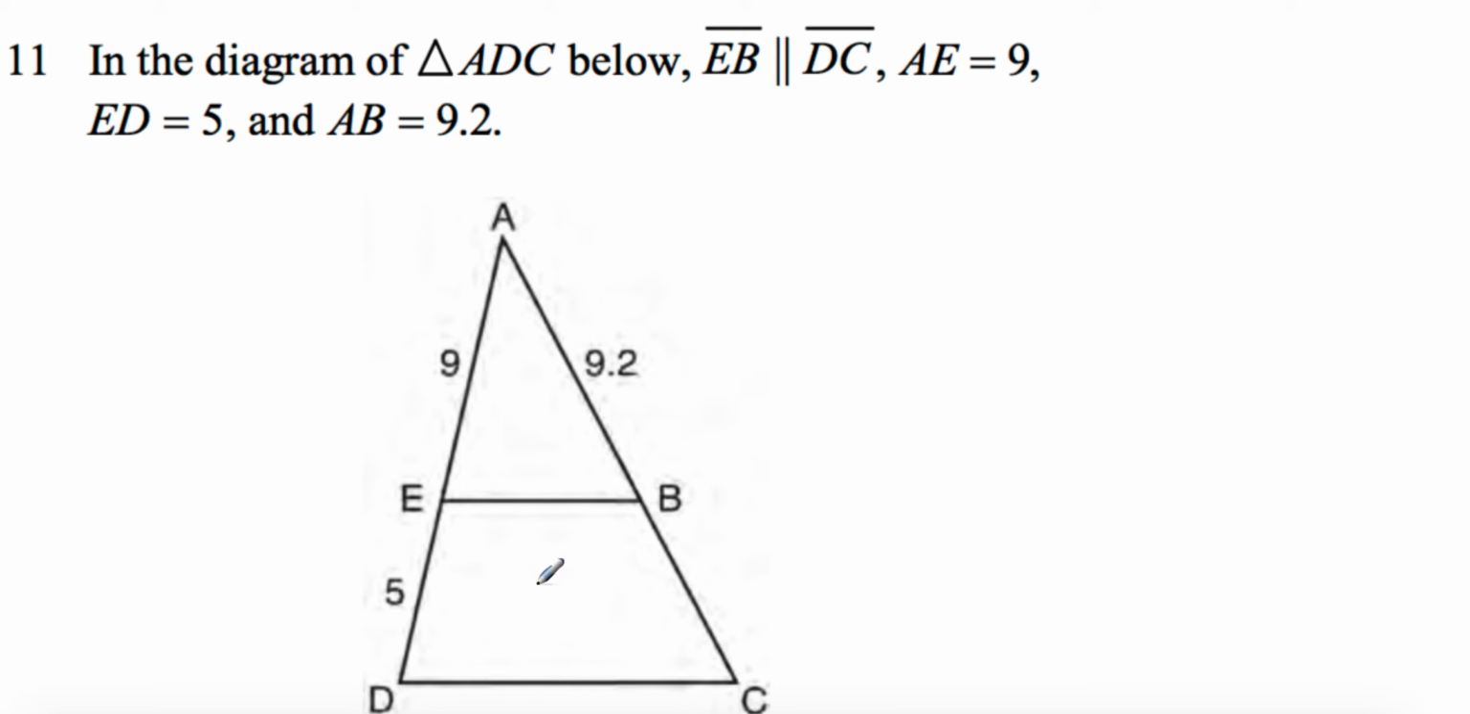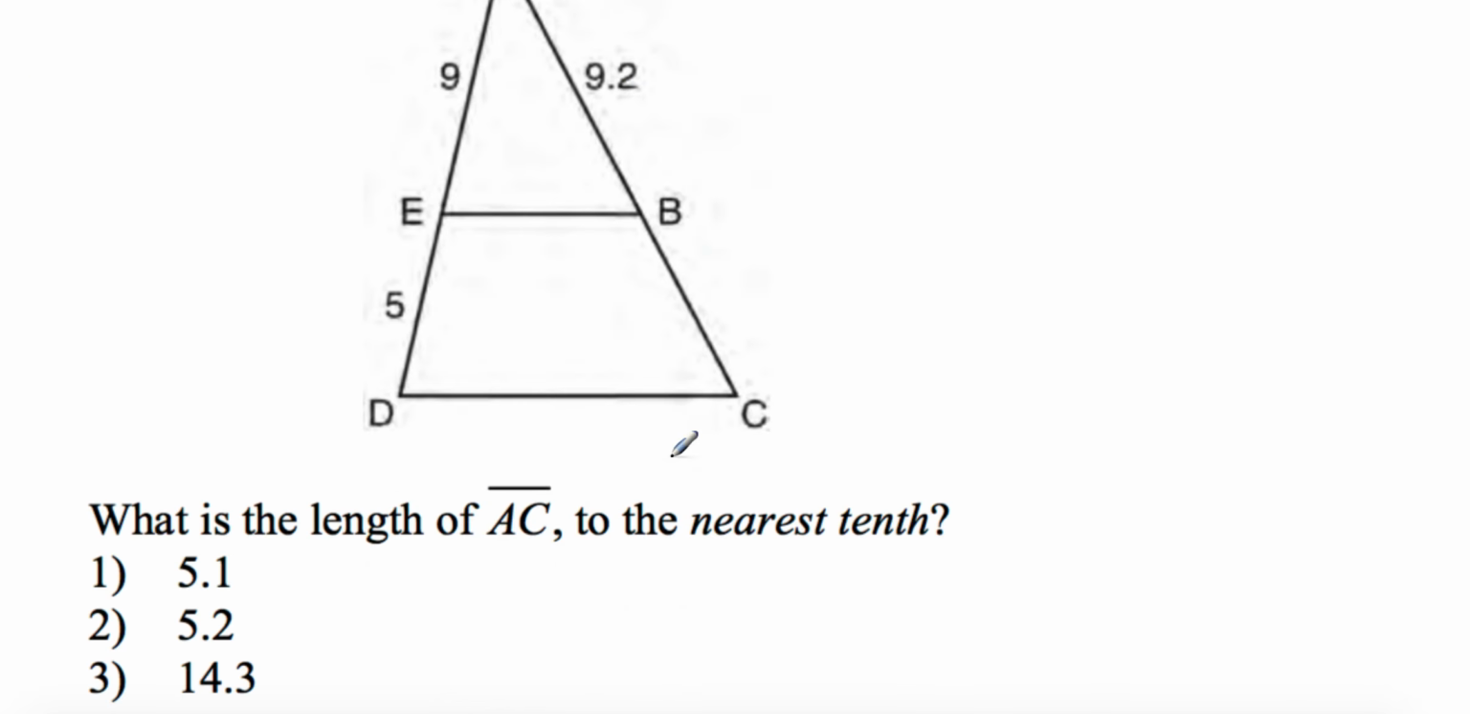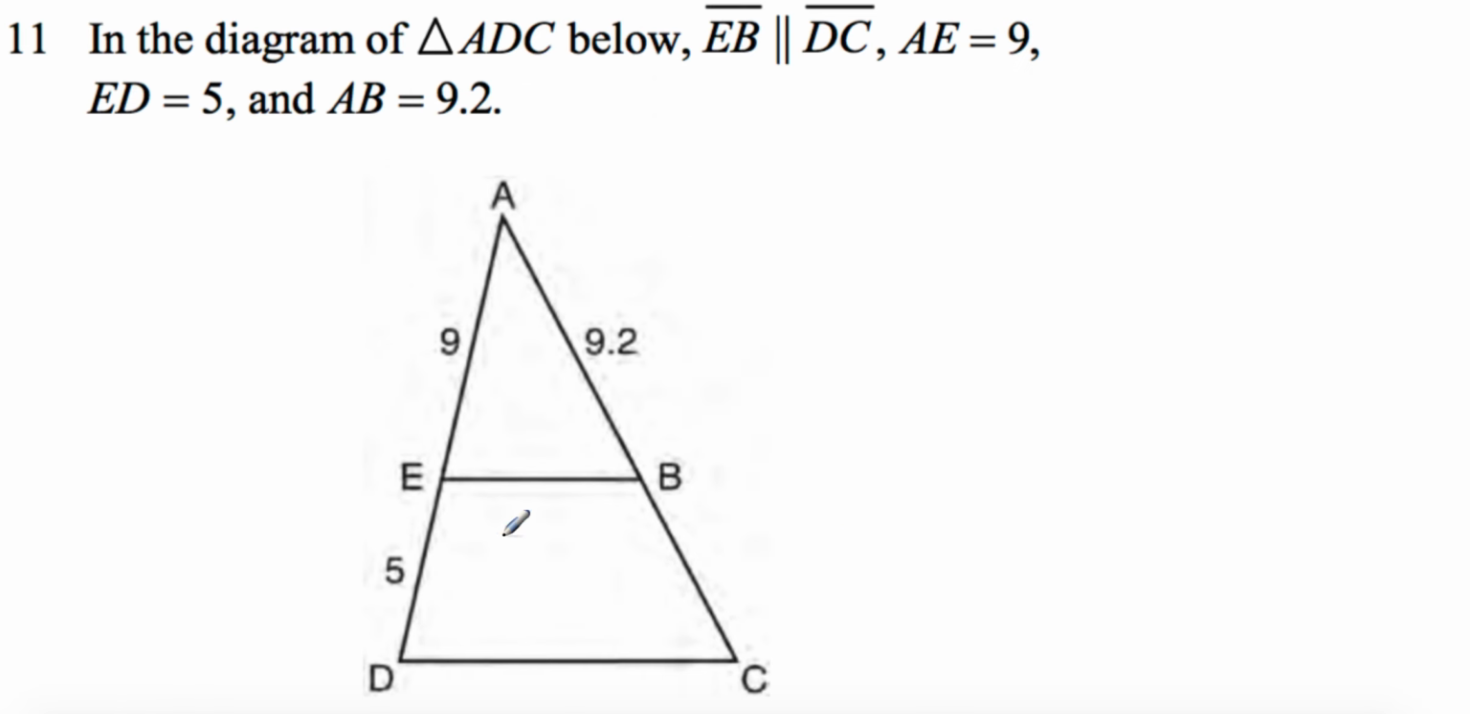So we realize that these two line segments are parallel, and AC is 9, AE is 9, and then ED is 5, and then AB is 9.2. All right, so we are looking at what is the length of AC. Don't forget AC is the whole thing.